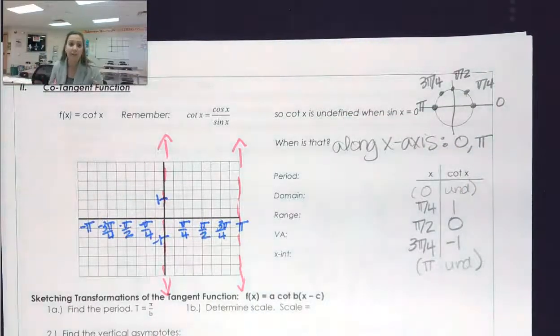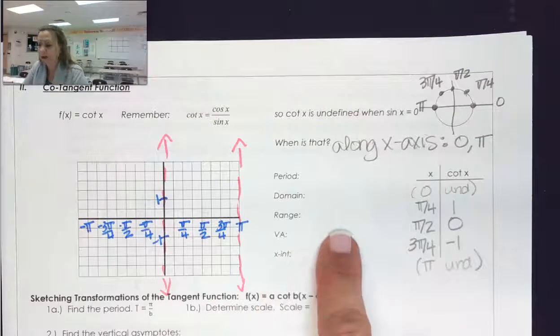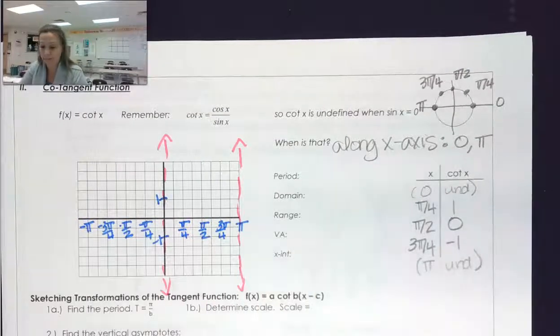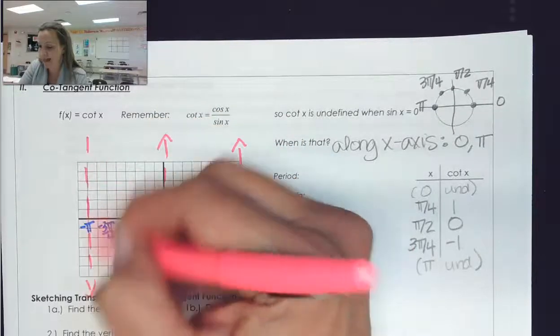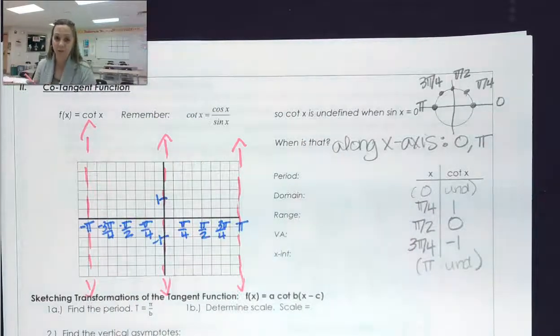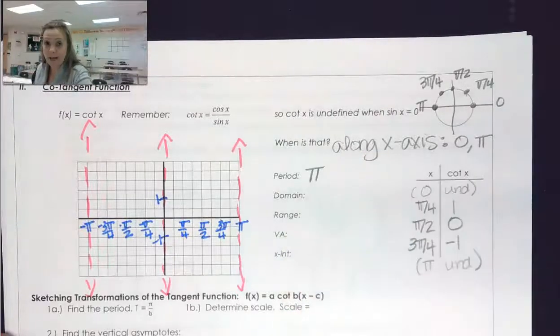And guess what? There's going to be an asymptote every pi unit. So there's going to be another asymptote at 2 pi, another asymptote at 3 pi. Working to the left, there's going to be an asymptote at -pi, an asymptote at -2 pi, etc. Okay? So what we notice here is that our period is going to be pi.